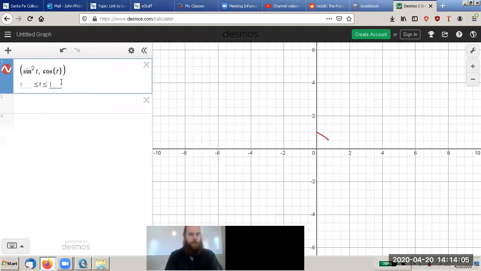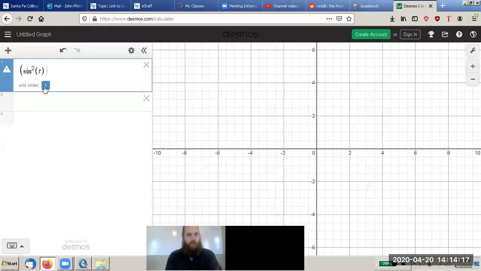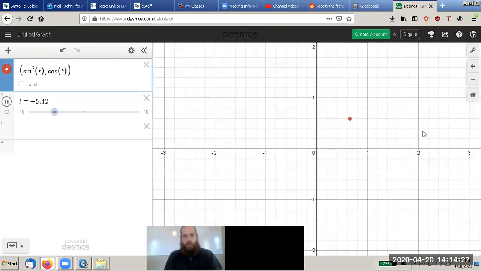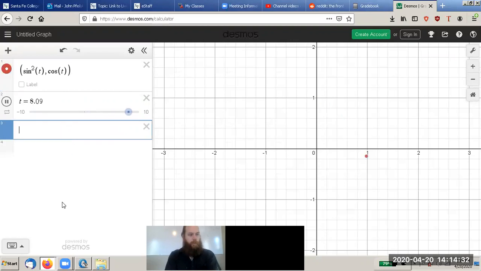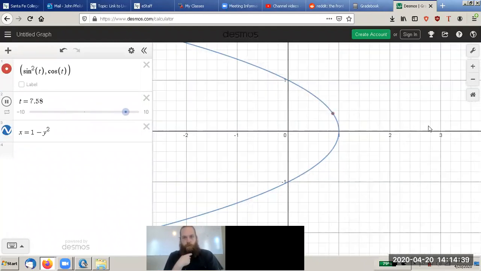And then I can do this, and allow t to animate. So you see what happens there, right? This dot just bounces back and forth on this parabola. Pretty cool stuff, right? And add in the parabola, x equals 1 minus y squared. You see what's happening.